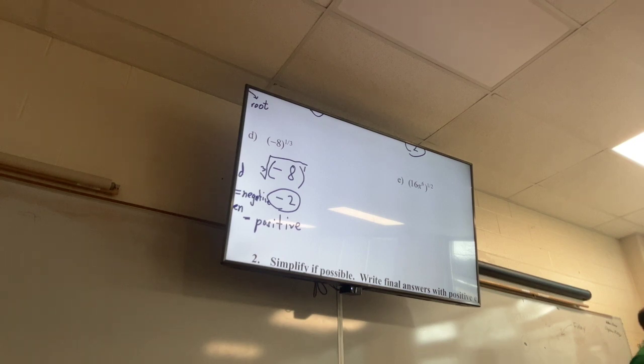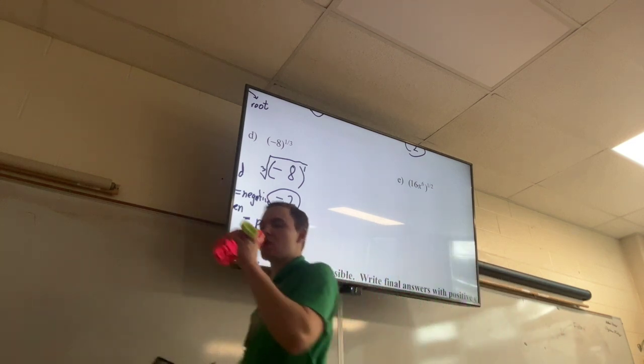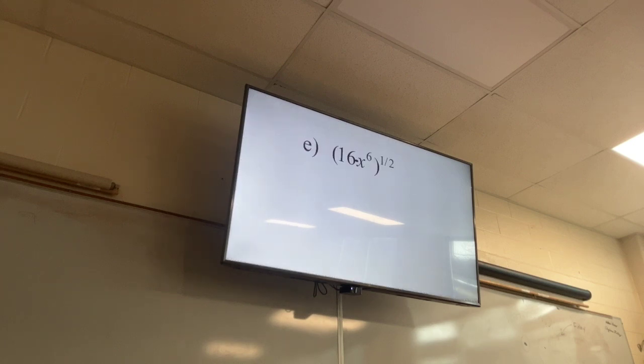Oh gosh. Give me another coughing fit. What can I do? You can distribute the exponent. So we can rewrite this as 16 to the 1/2 times x to the 6th to the 1/2. Oh, that worked out. 16 to the 1/2 times x to the 6th to the 1/2, okay?